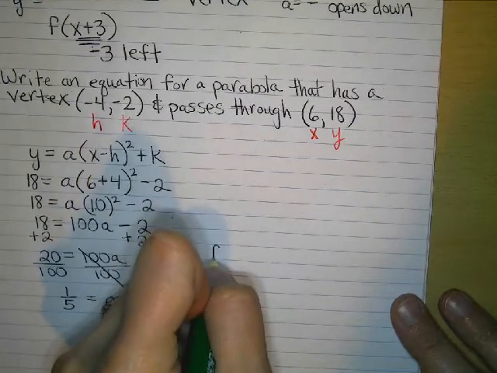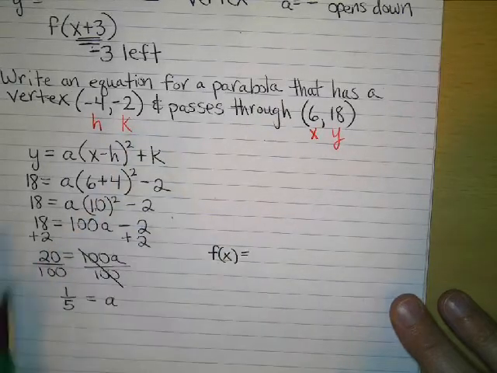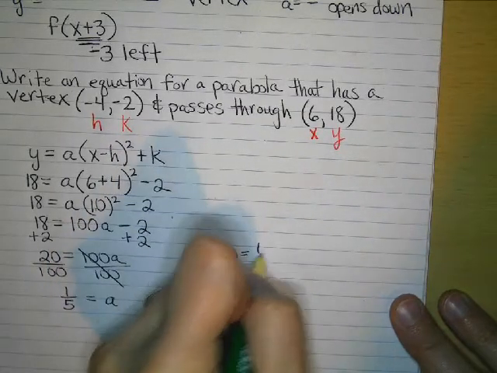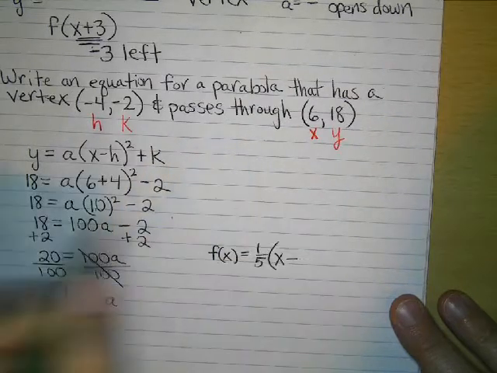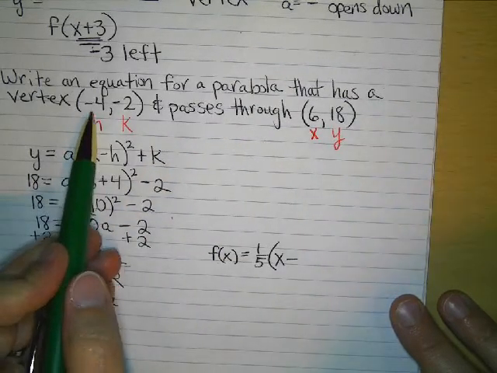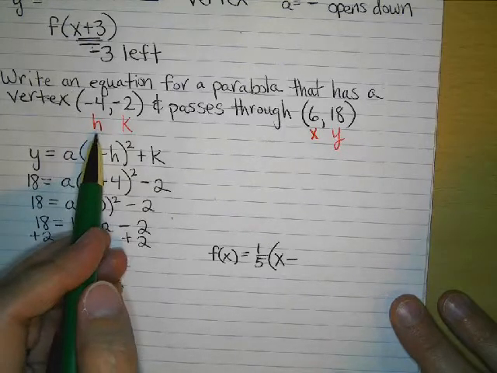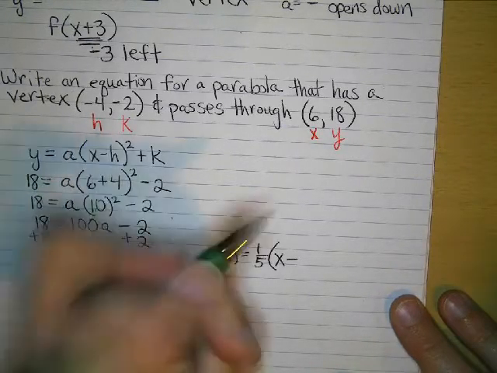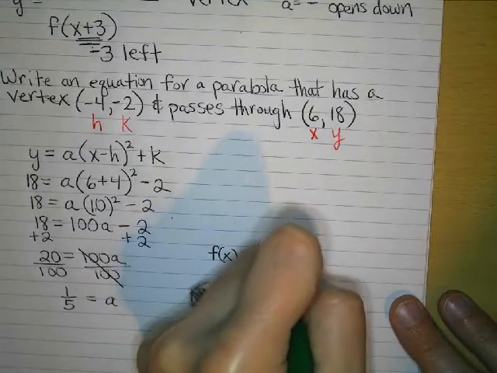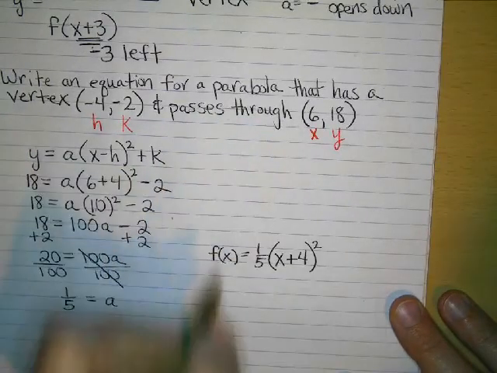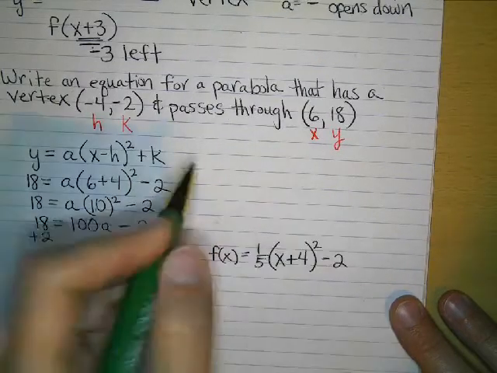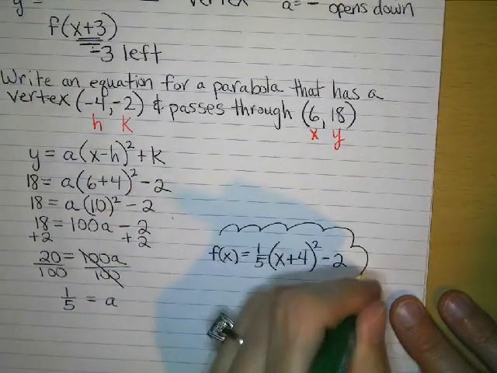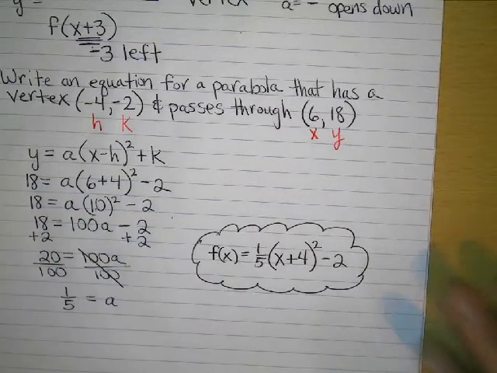Alright, so my final answer is f of x equals a, which is 1/5 times x minus h. Okay, h was -4, so x minus -4 turns to plus 4. X plus 4 squared, and then the k number at the end, minus 2 at the end. And now that's the answer in vertex form. That's the final answer for that one.